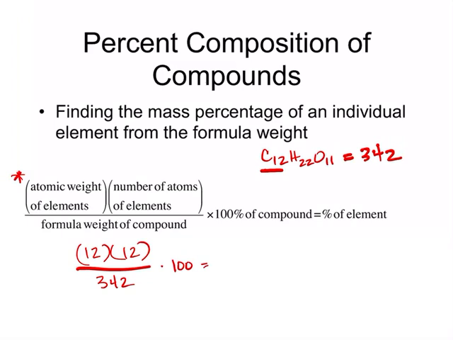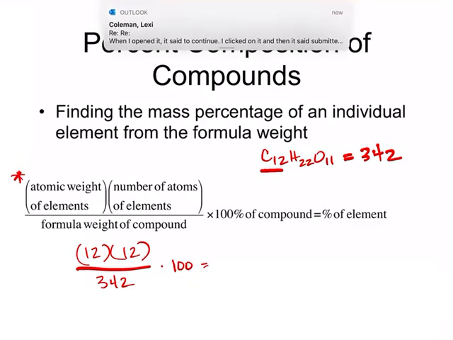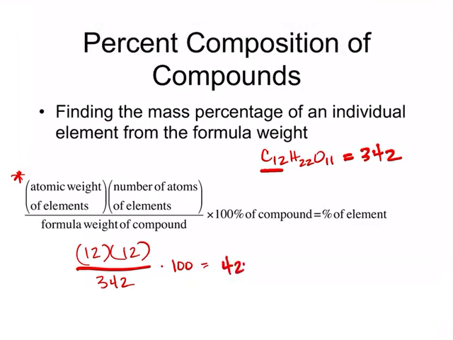Let me see what that is. So it's about 42%. Okay, and that's for carbon. So that's how you would do the percent composition of just carbon. What if you had to do it for, say, hydrogen? So you do it the exact same way.